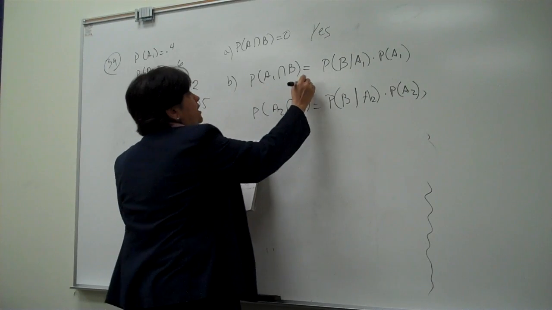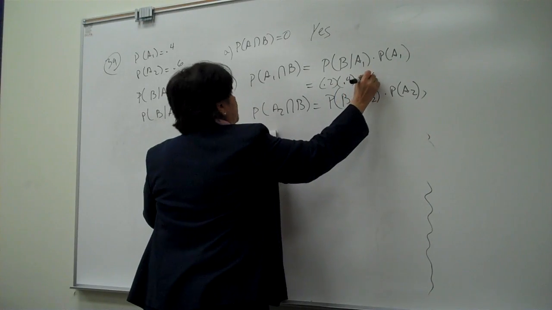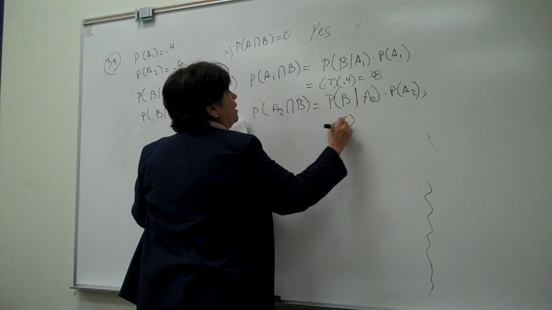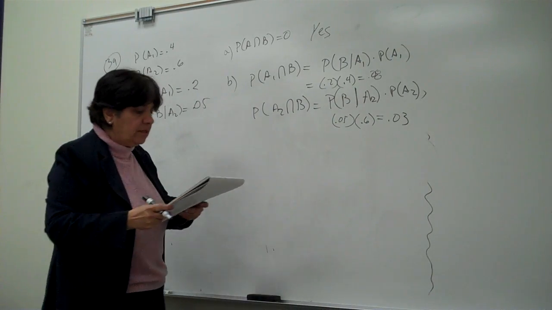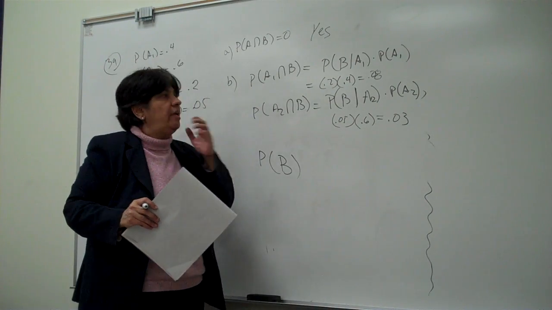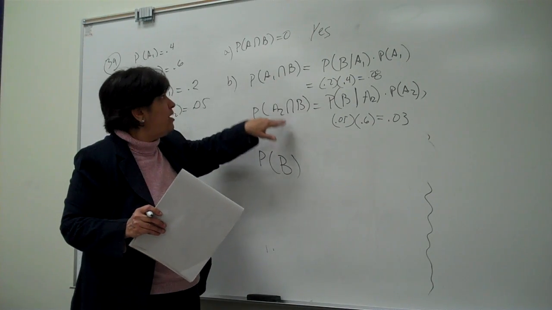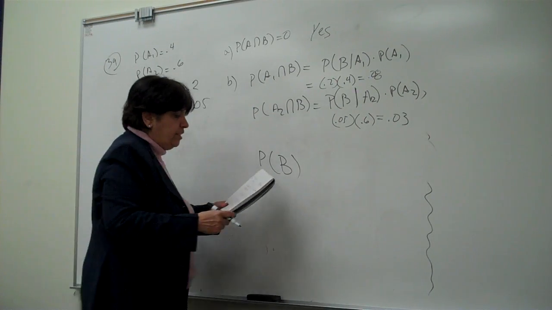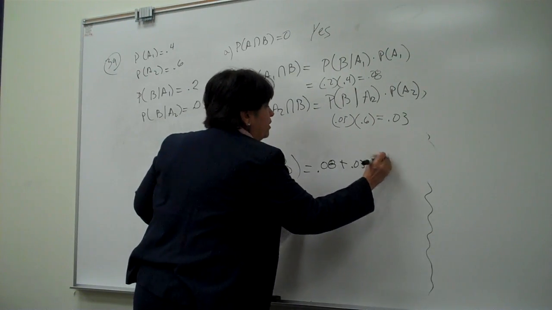Okay, and what is this probability? This is 0.2 times 0.4, 0.08. And this is the probability of B given A2, 0.05 times 0.6. This is equal to 0.03. Now, what is the probability of B? The probability of B, okay, is the sum of all these probabilities. Because there is no other way. Either it is from A1 or A2. The probability of B is equal to 0.08 plus 0.03, and that's 0.11.